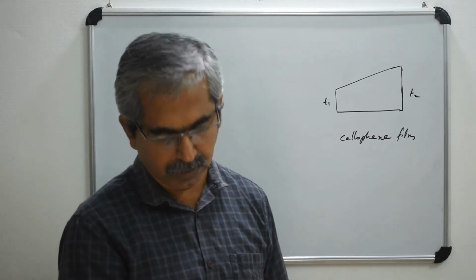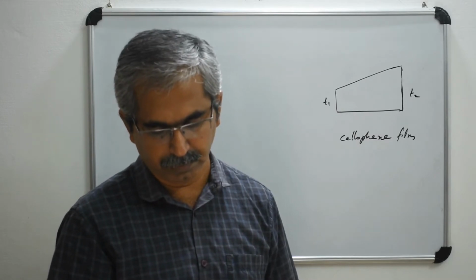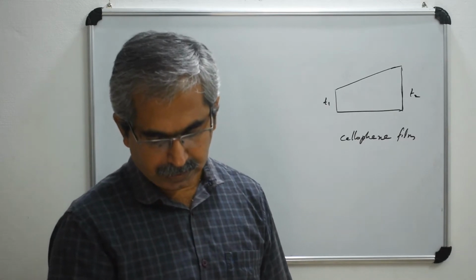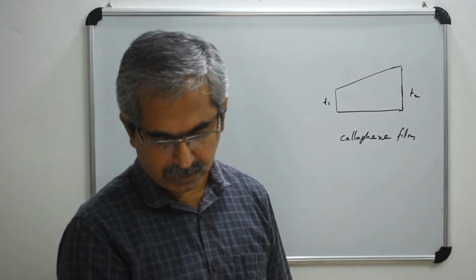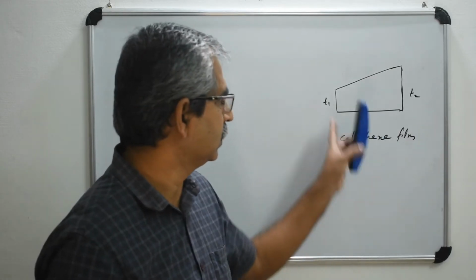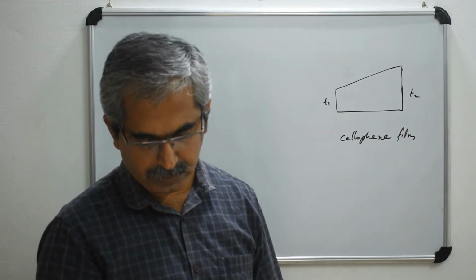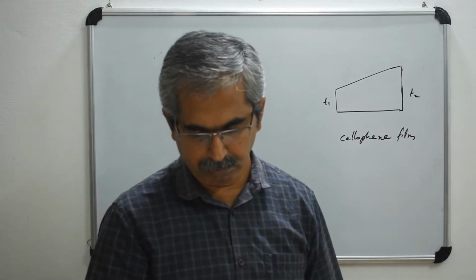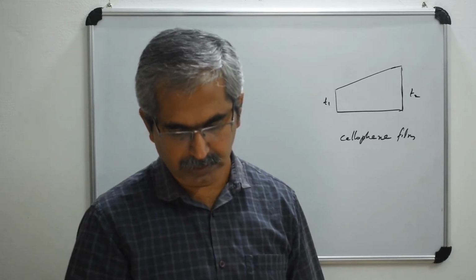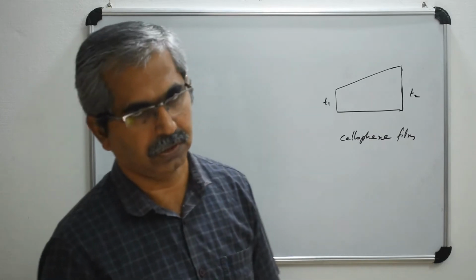Question once again. The thickness of a wedge-shaped square cellophane film of mu equal to 1.5 is T1 and T2 respectively at the two ends. And if the number of fringes seen on the film by light of wavelength 6000 Angstrom is 10, then find the value of T2 minus T1.